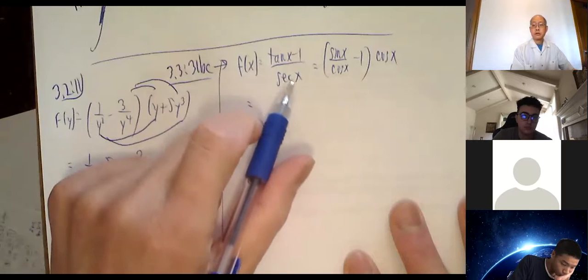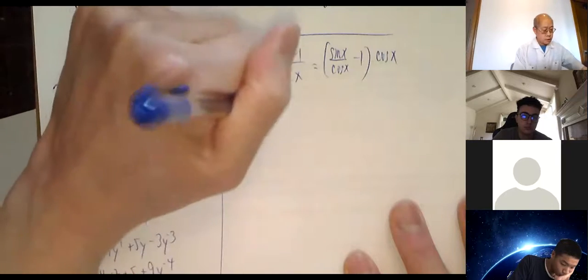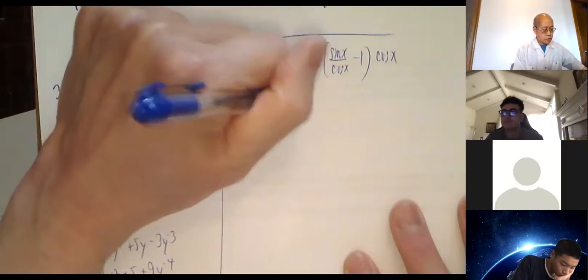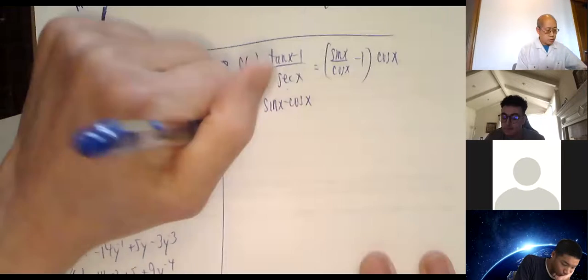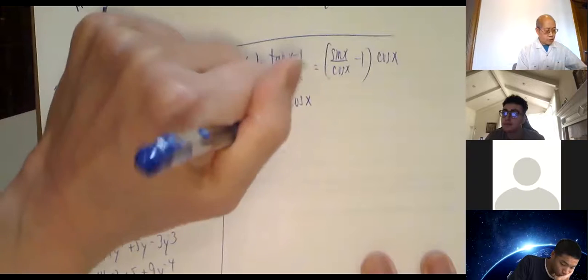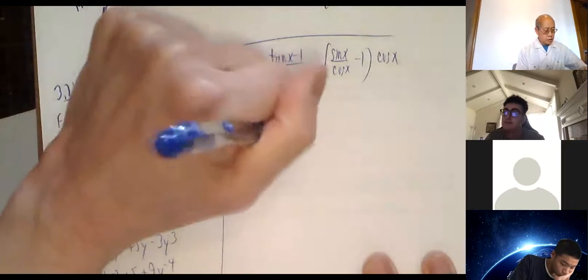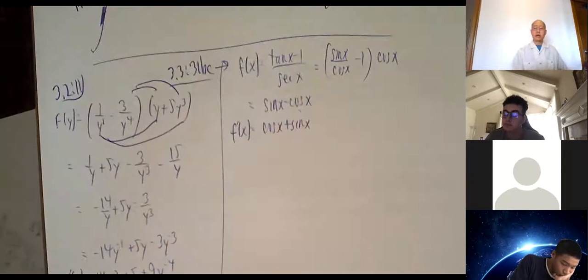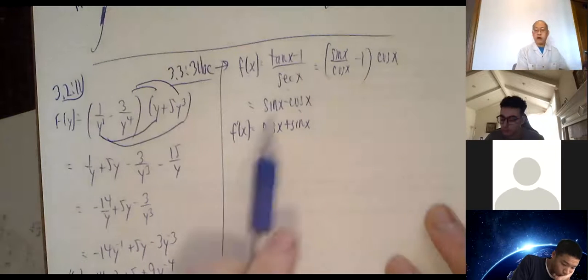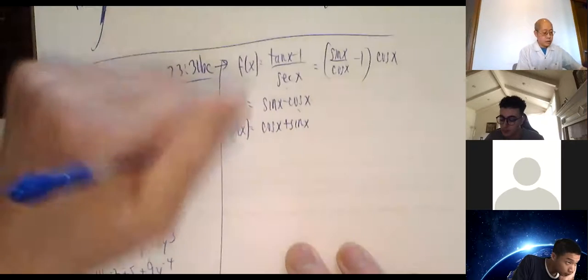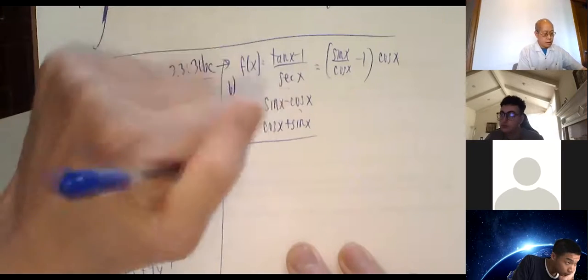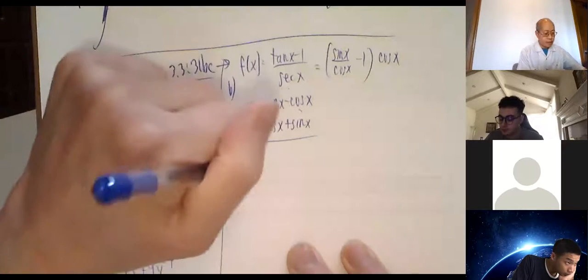So that gives you what? Sine x minus cosine x. So f prime of x is cosine x plus sine x. And then part C requires you to show that they're equivalent. Well, you have to know the derivative of f prime. So this is part B. Part C, I guess I have to differentiate.